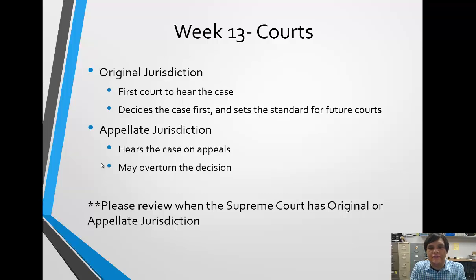All right. Finally, with courts, we also talked about original jurisdiction. Original jurisdiction means the first to hear the case. They decide the case first and set the standard for future courts that may pick up the case on appeals. Appellate jurisdiction means that they hear the case on appeals and they can overturn the decision of a previous court or uphold the decision of a previous court.